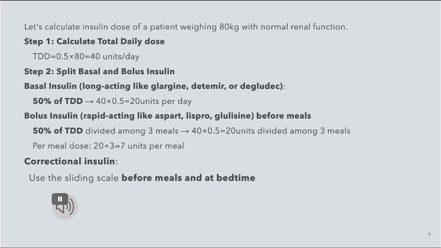Step 2 is to split total daily dose to basal and bolus insulin. Basal insulin, long-acting like glargine, detemir, or degludec: 50% of total daily dose, 40 divided by 2 equals 20 units per day. Bolus insulin, rapid-acting like aspart, lispro, glulisine, before meals: 50% of total daily dose is divided among 3 meals, so 20 units are divided among 3 meals. Per meal dose is 20 divided by 3, 7 units per meal. Correctional insulin: use the sliding scale before meals and at bedtime.